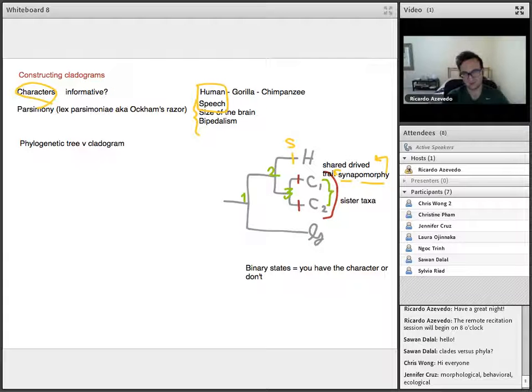And we can say that the common ancestor between humans and chimps didn't have this character. So the number 2 didn't have that character. So it's a shared derived trait. So trait, character, it's interchangeable. Okay, so a shared derived trait between these two species, also known as synapomorphic.